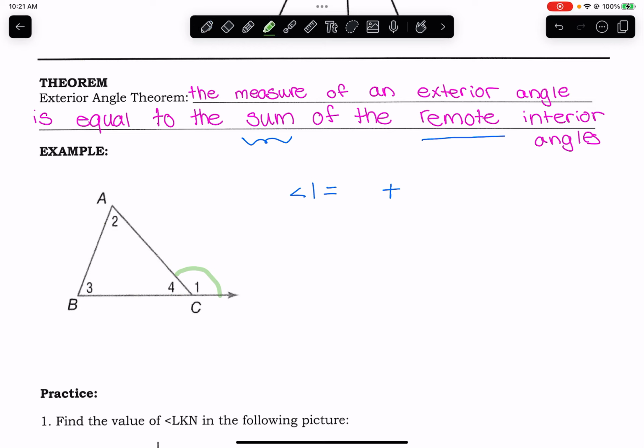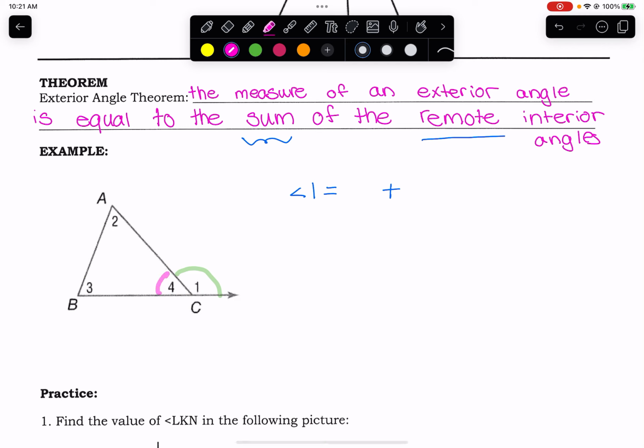Now there are three interior angles in a triangle, right? In this case we have 2, 3, and 4, the three pink triangles. Now the remote interior angles are the two angles that are the farthest away from 1. If we look, we see that 4 is right next door to 1. So basically it's the two other angles that are not next to angle 1. So angle 1 must be equal to angle 2 plus angle 3.